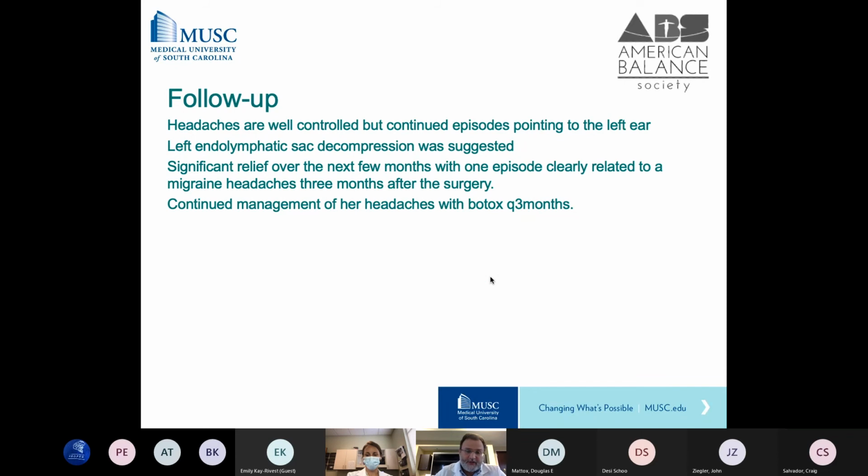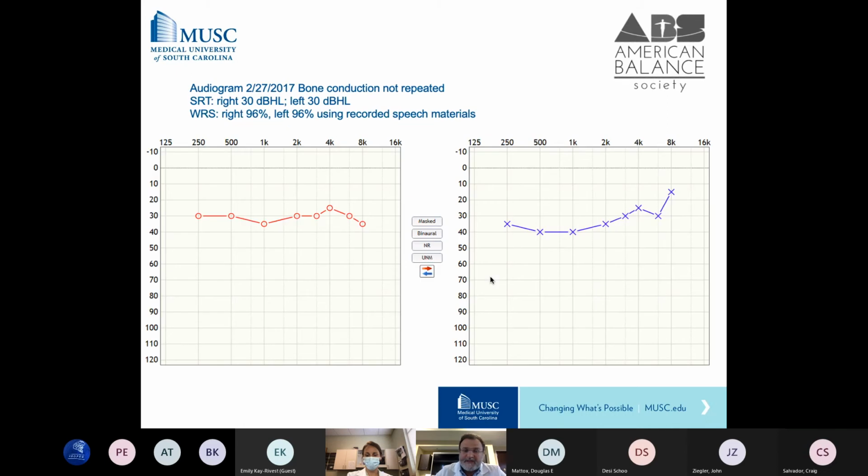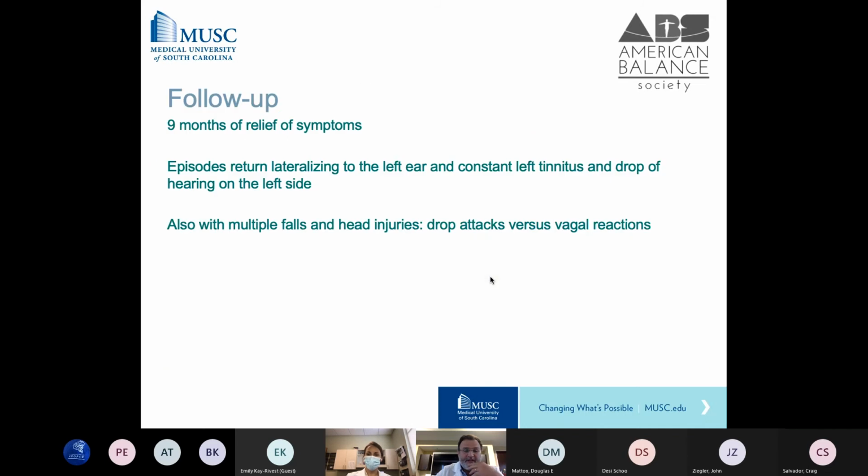And in her case, we started with the intratympanic steroid injection to the left ear, for which she didn't respond. So we proceeded with a sac decompression. She had significant relief over several months, with one episode clearly related to a migraine headache 3 months after the surgery. We continued managing her headaches with Botox every 3 months. Her hearing test post-op was similar, there was no loss of hearing.